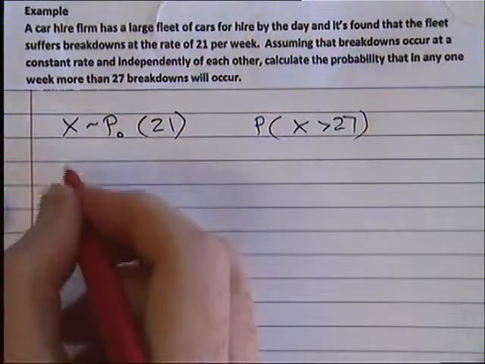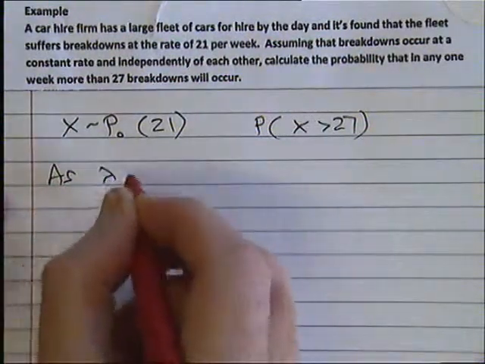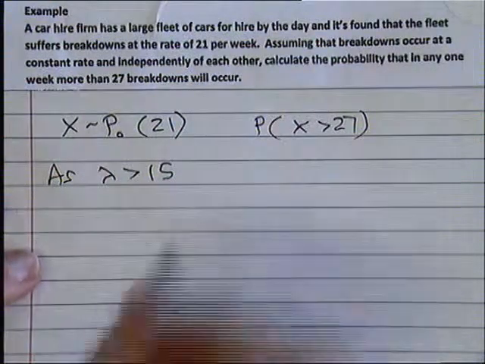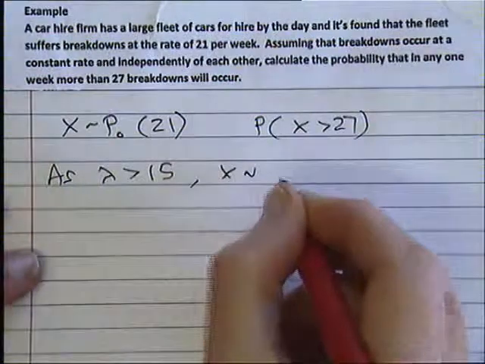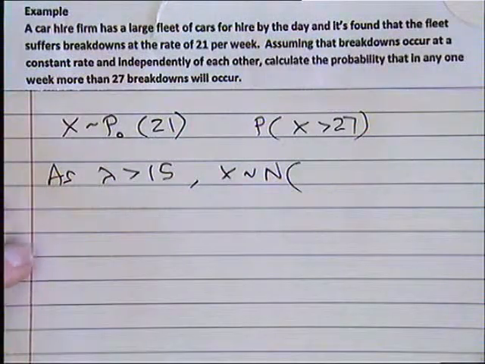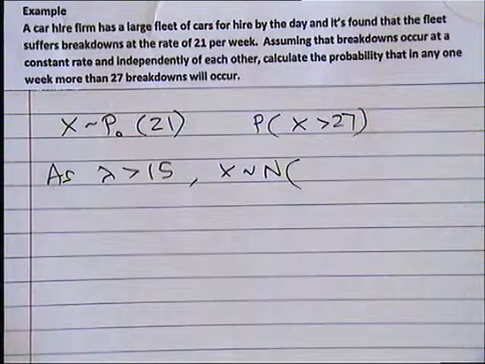Why are we going to do that? Because lambda is greater than 15, so you need to write that condition down. Then we can say X will also approximately follow the normal distribution. And remember, what comes in here is always lambda, lambda. I'm just pausing the video at that point.